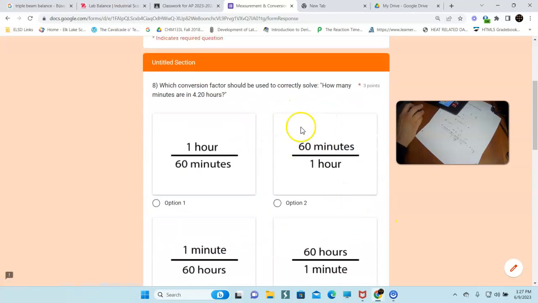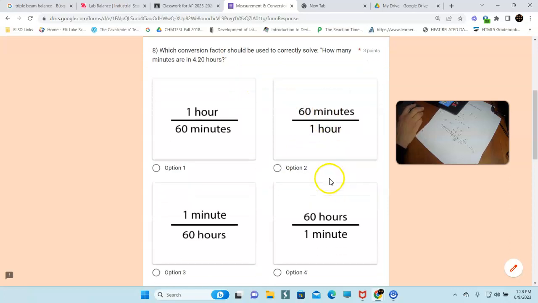Okay, these are some conversion factors. What do we use to get how many minutes are there in 4.2 hours? Well, you want your hours to cancel. So you want your hours in the denominator. So 4.2 hours times 60 minutes per hour.